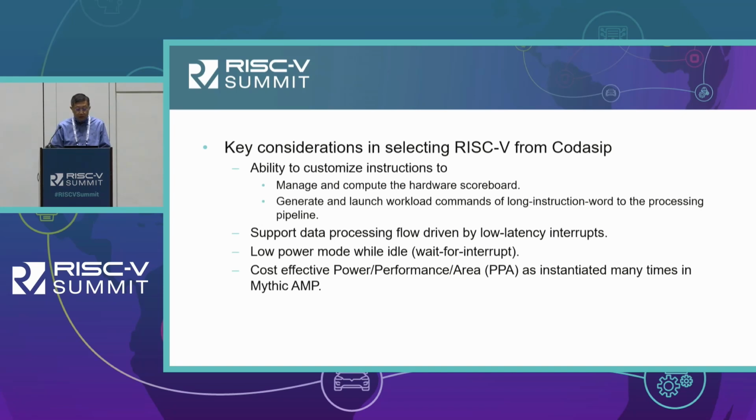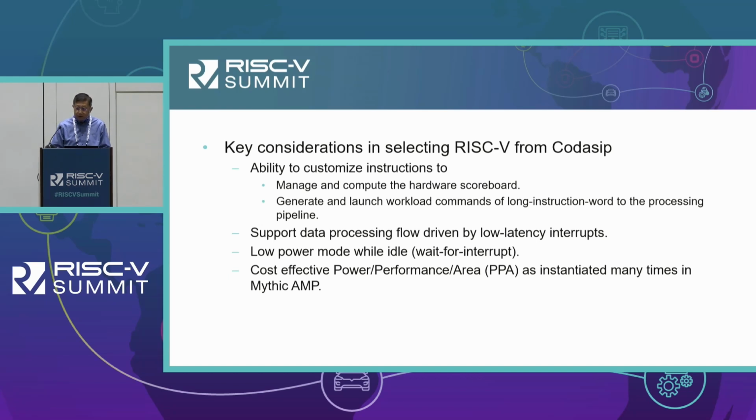The second criterion is that we would like to have very low-latency interrupts. Because this is data-flow-driven, whenever data becomes available, the processor has to respond very quickly. Of course, in low power mode, when it's idle and we don't have any data to process, low power is key.